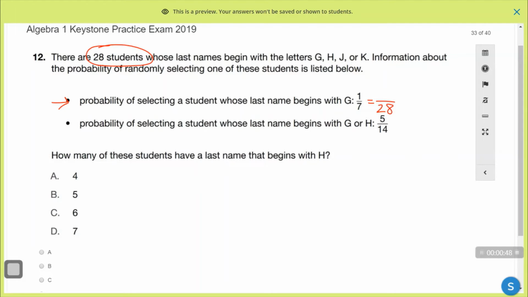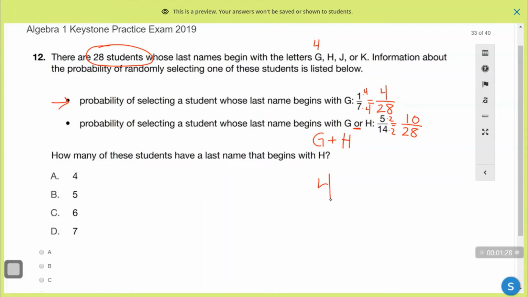Because 28 is the total given to us. Well, if I were to multiply that by 4, I get 7 times 4 is 28, so I can multiply my top by 4 to realize that 4 students out of the total number of students must begin with the letter G. All right, now we look at the next part, and we have to understand when we see this keyword or, G or H, that tells us to take G and add it to H to get our total number of people that are G or H. So if I look at 5/14, and again I ask myself, how many out of 28 is that? Well, I see 14 times 2 is 28. So that's 10 total students that are the combination of G and H.